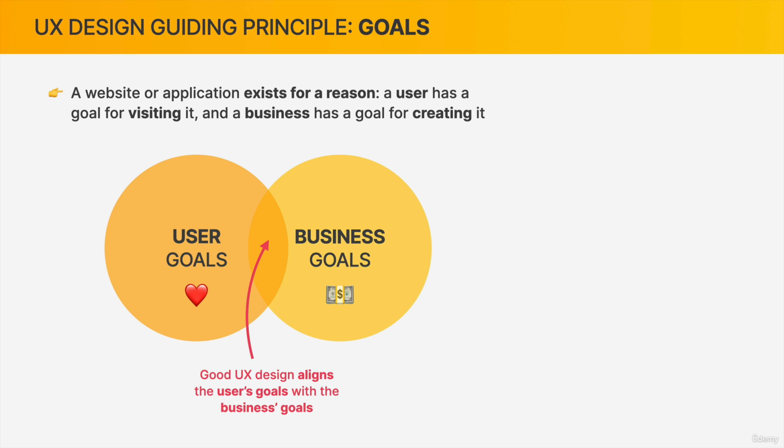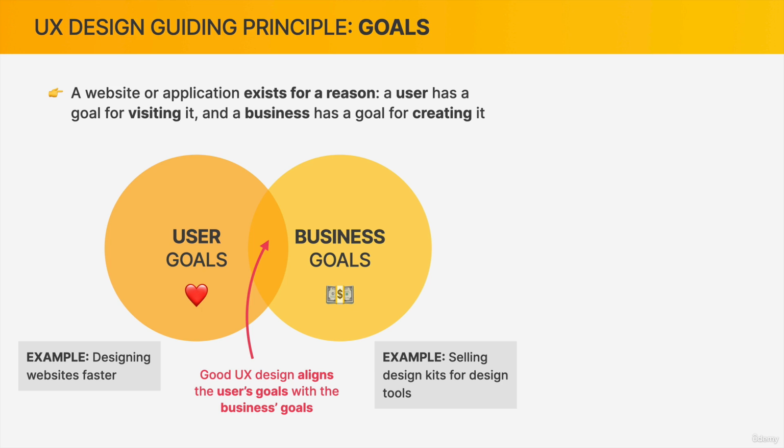So as an example, let's say that the goal of a certain user is to design websites faster, and the goal of some other business is to sell design kits for design tools such as Sketch or Figma. And so here, good user experience design will design a product that makes it really easy for both the user and the business to fulfill their goals. So in this case, to create a transaction between the business selling some design kits so that the user can design their websites faster.